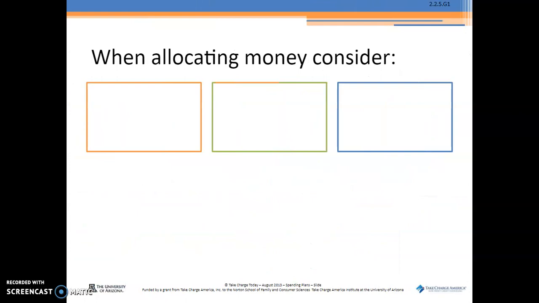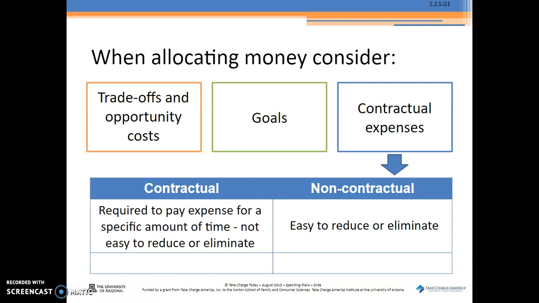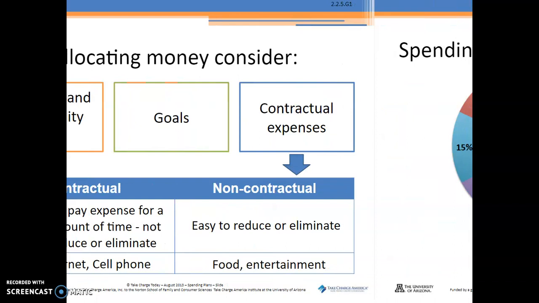When allocating money, you want to consider trade-offs and opportunity cost, as mentioned in our goal setting presentation lecture and notes. The goals that come off of those, as well as contractual expenses. So a contractual expense is required to pay an expense for a specific amount of time, not easy to reduce or eliminate. This is a fixed expense. Non-contractual are easy to reduce or eliminate and might be considered variable expenses. Fixed expenses might be rent, internet, cell phone. Non-contractual or variable expenses might be food and entertainment.